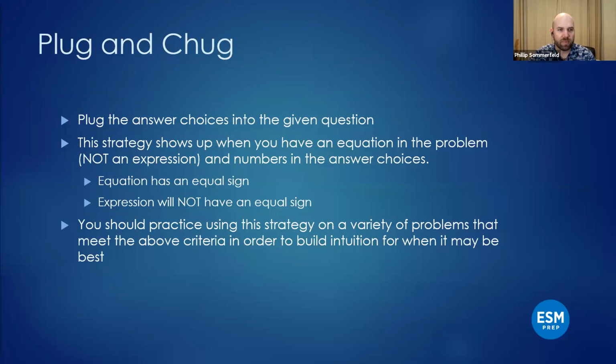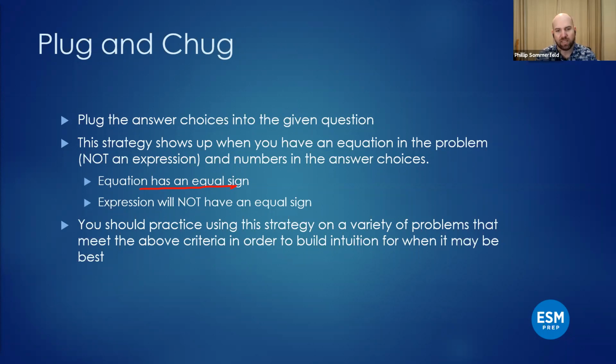Okay, next strategy that we want to discuss today is plug and chug. And this is, as we mentioned in the beginning, the one most of you are probably familiar with. This is something everyone learns how to do at some point, because math can be frustrating, so you want to recognize any solution possible. Basically, if you have an equation, which has an equal sign, and the answer choices are numerical, there are no variables in the answer choices, then this is probably a prime candidate for that.